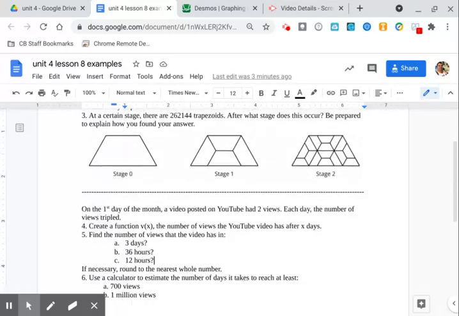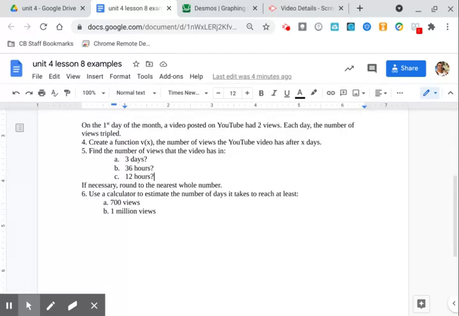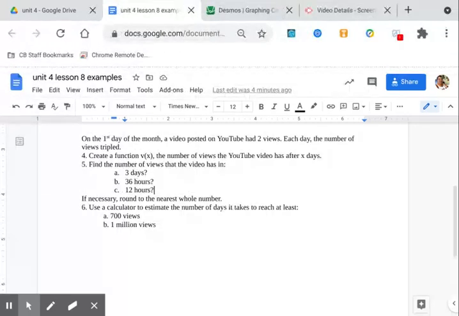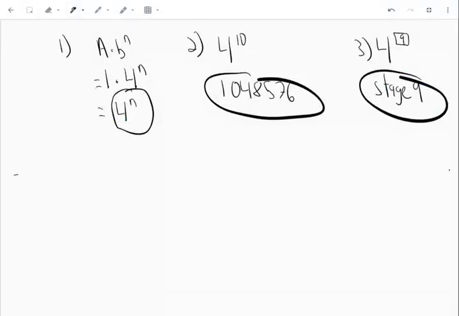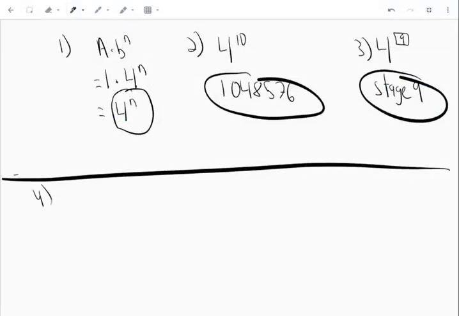So that's it for the first part here. Next part. On the first day of the month, a video posted on YouTube had 2 views. Each day, the number of views tripled. Create a function, v of x, the number of views the YouTube video has after x days. So that will be number 4.